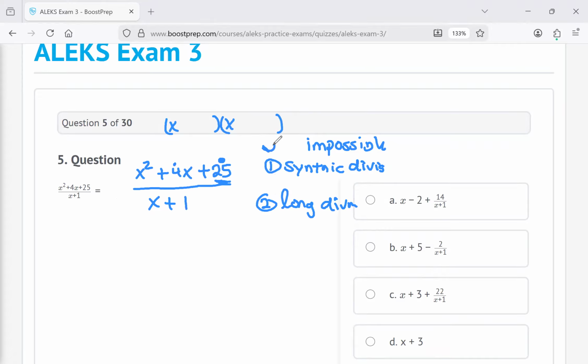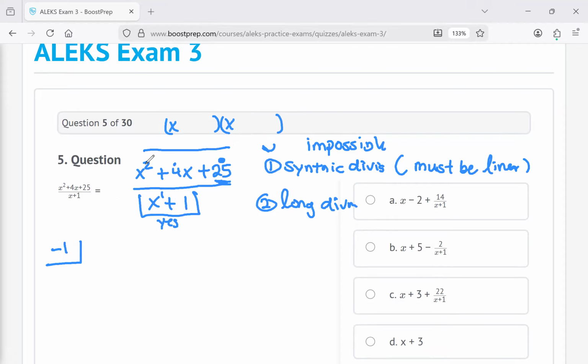So I'll try synthetic. Sometimes synthetic doesn't always work. With synthetic, whatever you're dividing by must be linear. If it's not linear, you can't do synthetic, right? So look at the bottom, x plus 1. Is that linear? Yes, it is linear because the highest power is 1, right? So we're going to do synthetic. If x plus 1 is a factor, what would be the solution? -1. And then we look at the numerator and make sure everything's in order.